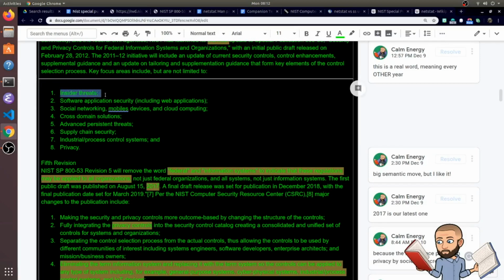The insider threat. Notice this is number 1, because I think like 54%, I saw this statistic somewhere, 54% of attacks are because of employees.